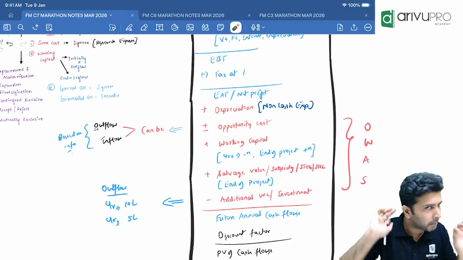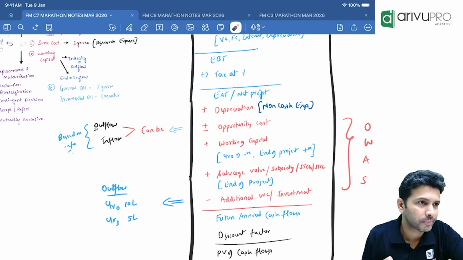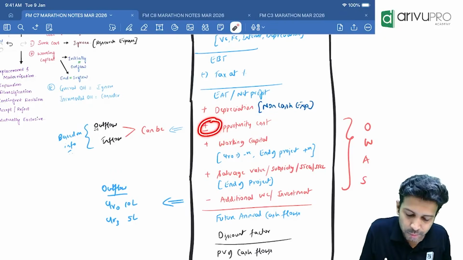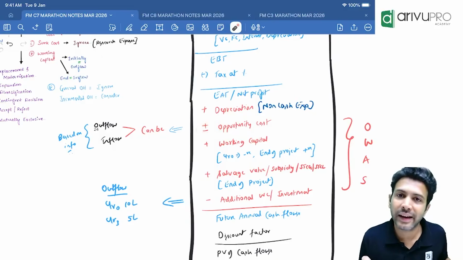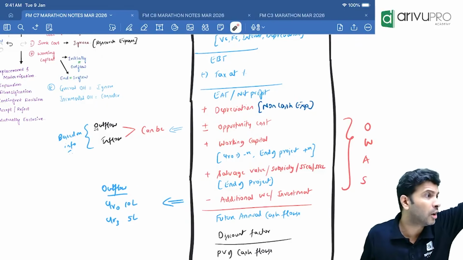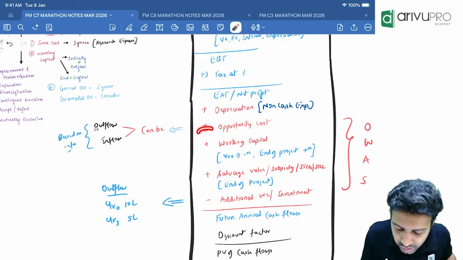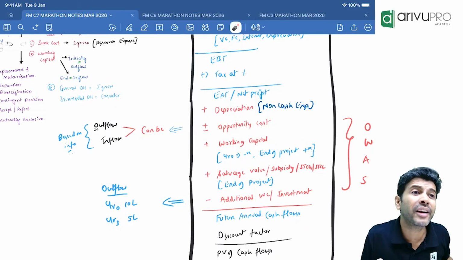Done, people? But in some problems, opportunity cost can also be positive. The sign of opportunity cost could be on the positive side or on the negative side. It depends on the question. Here, one income I lost. In my example, one income I am losing, hence I am showing it as negative. Suppose I avoided one cost.